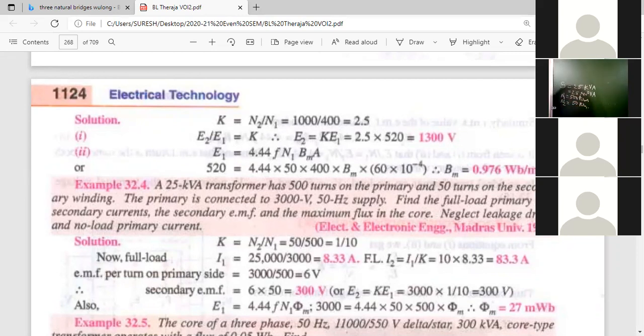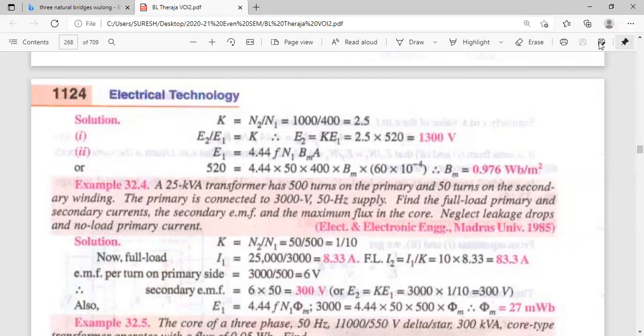Now, the primary is connected to 3000 volts. What is E1? 3000 volts. This is the given data. Find the full load primary and secondary currents. He is asking for the currents I1 and I2. Primary current is I1, secondary current is I2. Secondary EMF and flux phi are also asked. So he is asking I1, I2, E2 and phi in the problem. These are the things we have to determine.